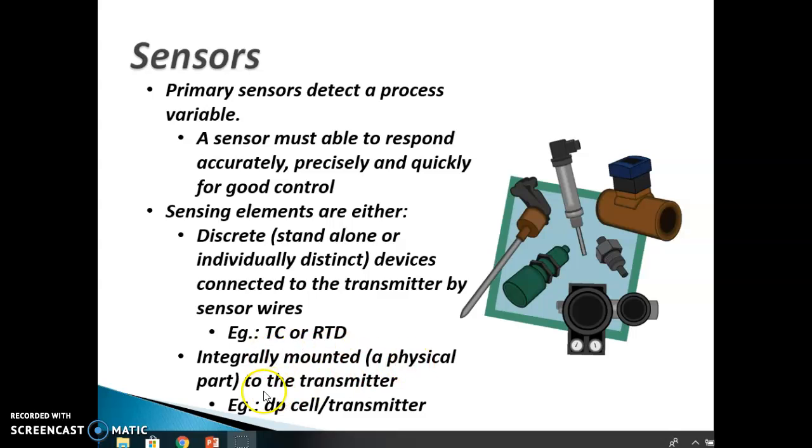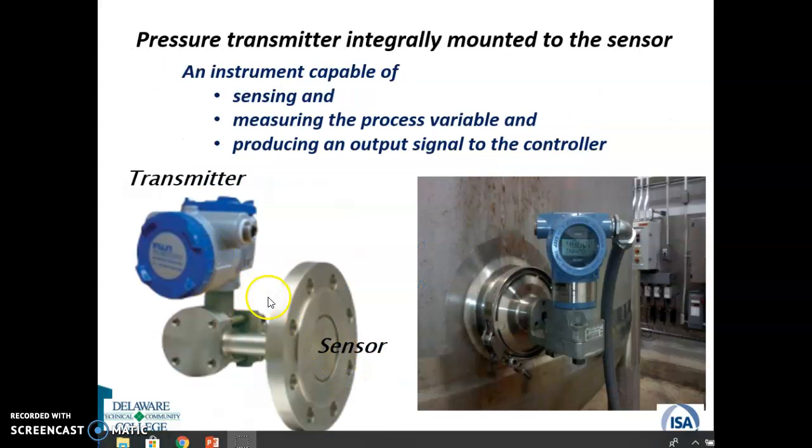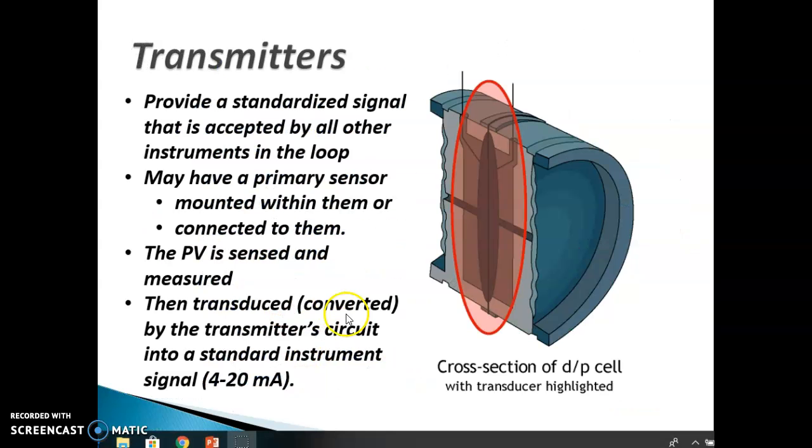Here you have a pressure transmitter. So the DP transmitter is one that is integrally mounted, as we just saw in that other picture. Okay, the sensor and then the transmitter are one. All right, so that's how that works.